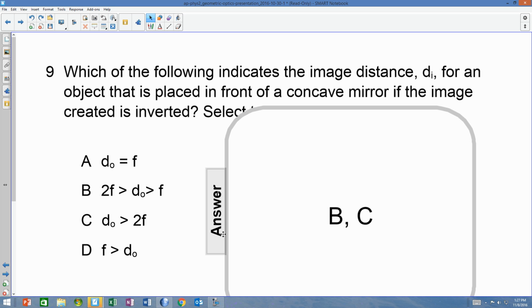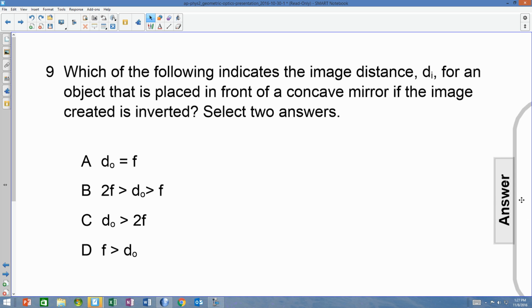If you're between 2F and F, or you are greater than 2F, then you will form an image that is inverted. The only time you do not form a real image when you're working with a concave mirror is if you are within the focal length of the mirror.